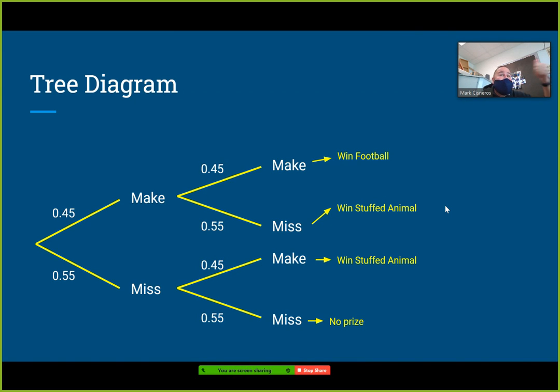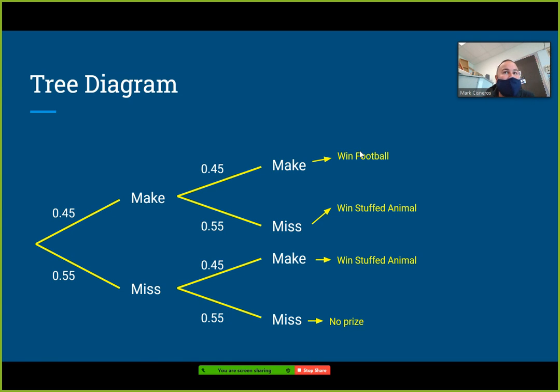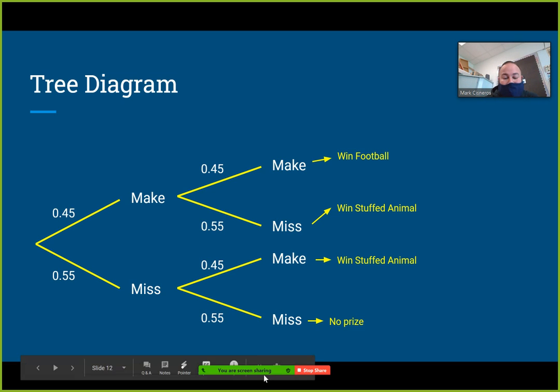All right. I labeled each of these with its event. Okay, you can either win a football, you can win a stuffed animal, or you can come away with nothing. Okay, let's hope that we're not coming away with anything. We want to come away with something. There's only one way to win a football. You got to get both of them. But there's two ways to win a stuffed animal. You can make the first and miss the second, or you can miss the first and make the second. Two different ways.